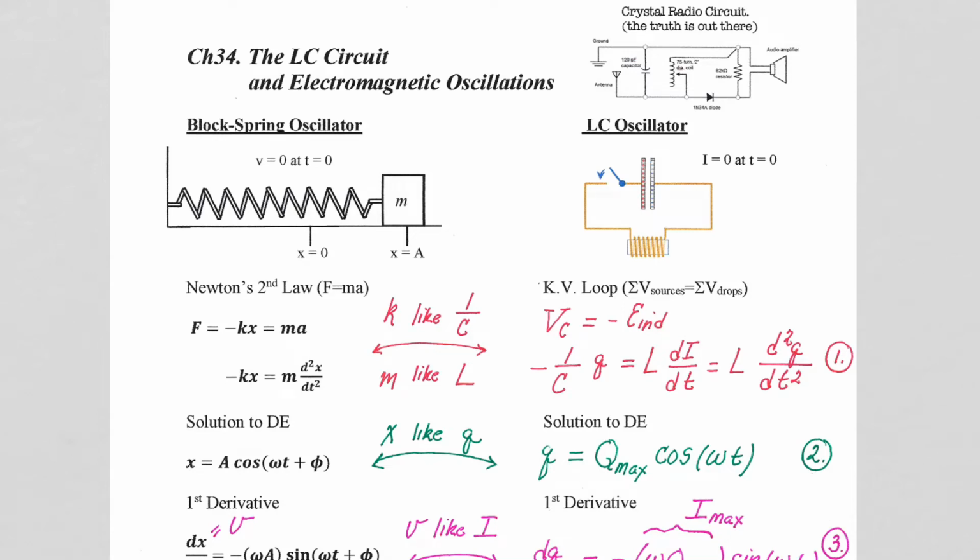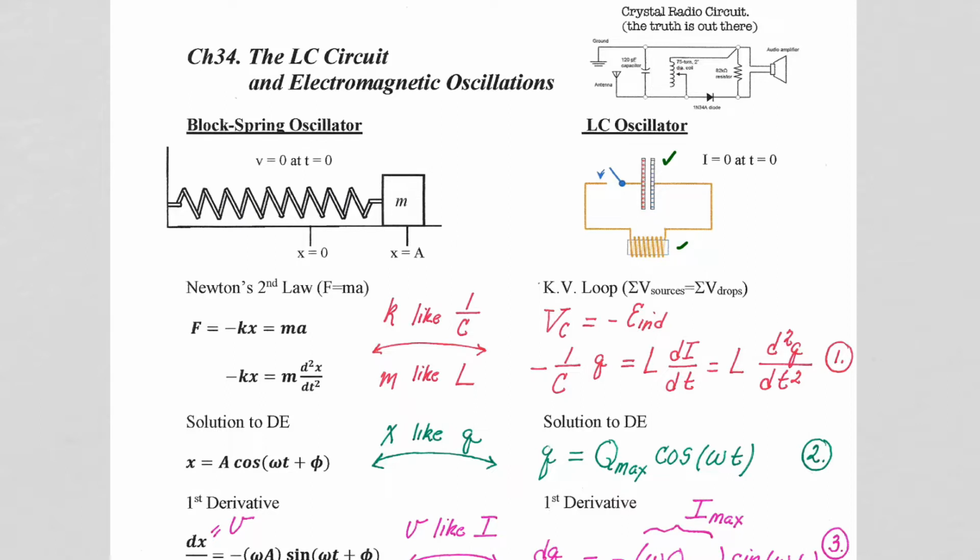In Chapter 34, we're going to study the LC circuit. Now, what is the LC circuit? The LC circuit is nothing more than taking a capacitor and an inductor and connecting them together. So no battery, no electrical grounds, just an L and a C together.